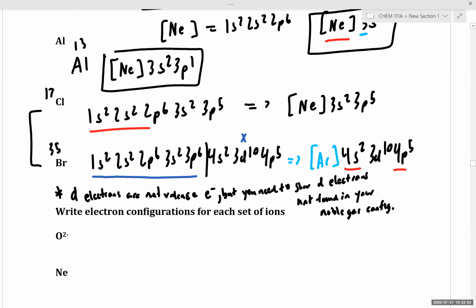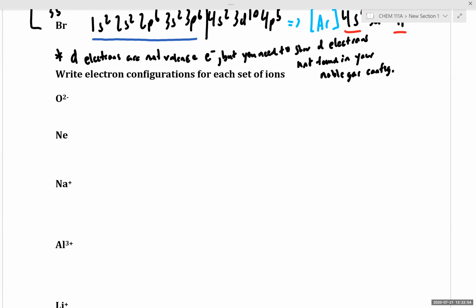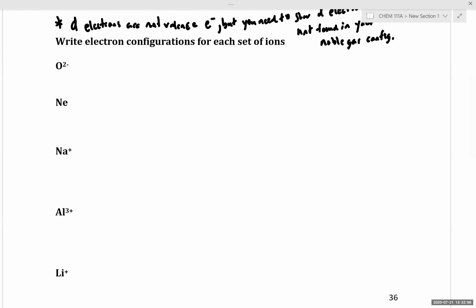Okay, so let's take a moment and try to write the electron configuration for each set of ions. For O2 minus, our number of electrons is equal to, so oxygen has an atomic number of 8, so we have 8 minus -2, which gives us 10 electrons.